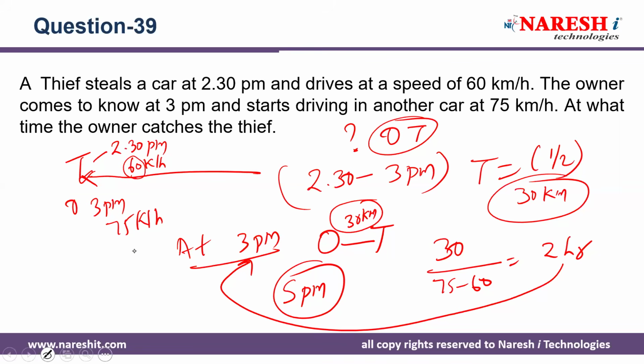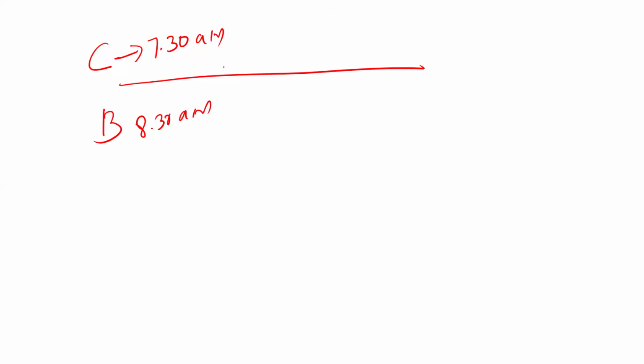If you want to get more clarity, let me explain with a different question. Two trains, Chennai Express and Bangalore Express. Chennai Express starts at 7:30 a.m. and Bangalore Express starts at 8:30 a.m., both from the same point. Chennai Express speed, let us take it, 20 kilometer per hour. Bangalore Express, 25 kilometer per hour.